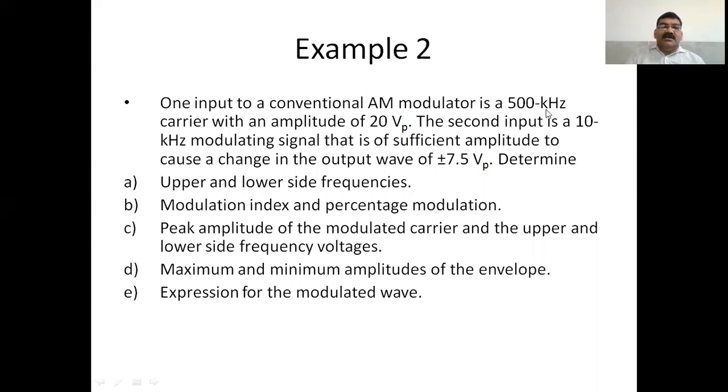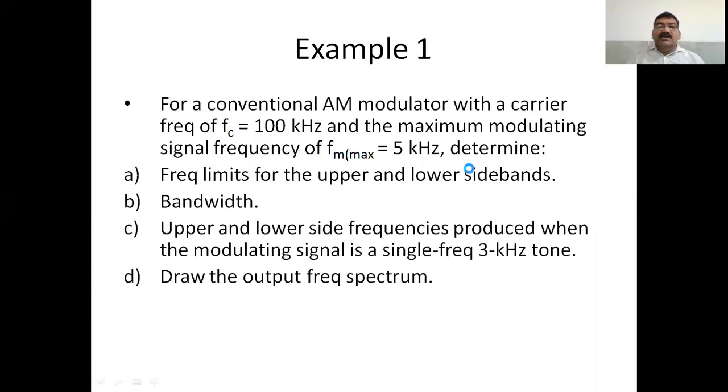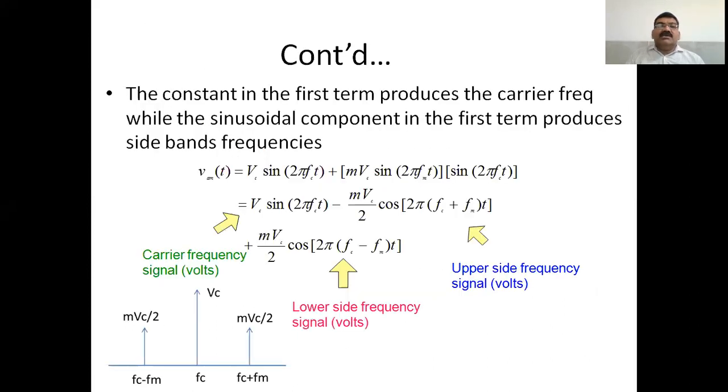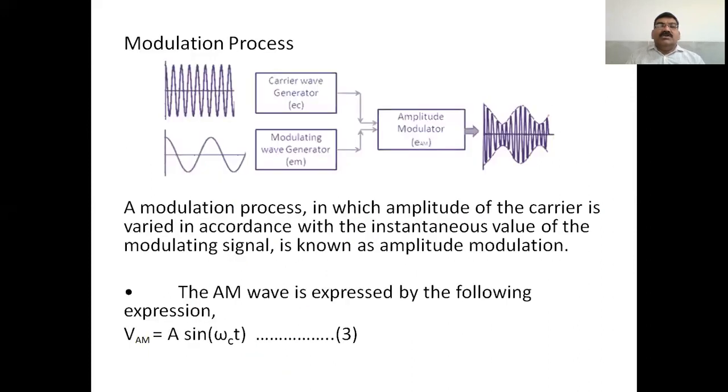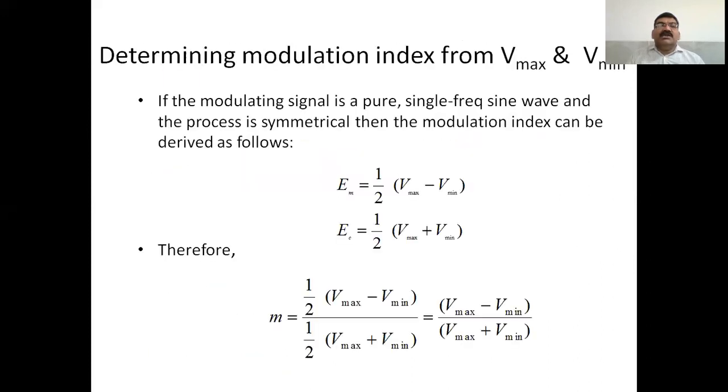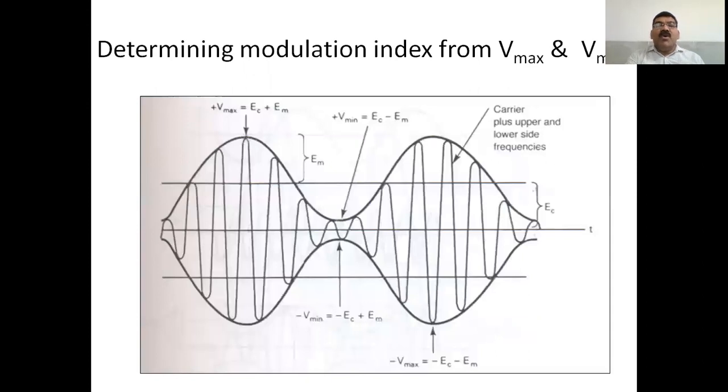You can check your formula. Here we have discussed this modulation index. So your modulation index, you can check. What is this? This is the formula: Vmax minus Vmin upon Vmax plus Vmin. This is the Vmax and this is the Vmin. So Vmax is this and Vmin is this.